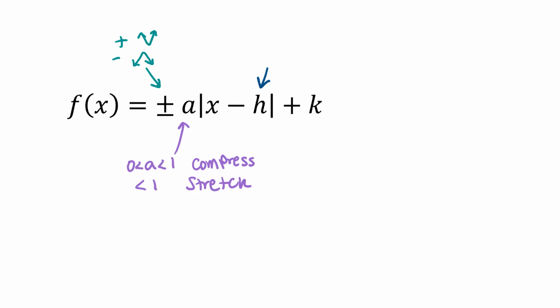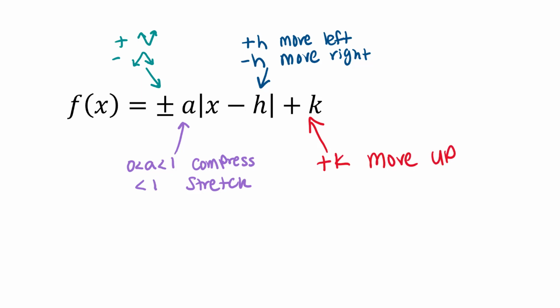Our H value is going to move our graph left and right, but not in the way that you think. If it's plus H, we're going to move to the left. You're actually going to move in the opposite direction of what you think, right? You move the opposite way of what your x tells you. And if it's minus h, we're going to move right. And then the last part of our equation is that k value, and that's what's going to move our graph up and down, and that works totally normal. So if we have a plus k, we're going to move up. And if we have minus k, we move down.